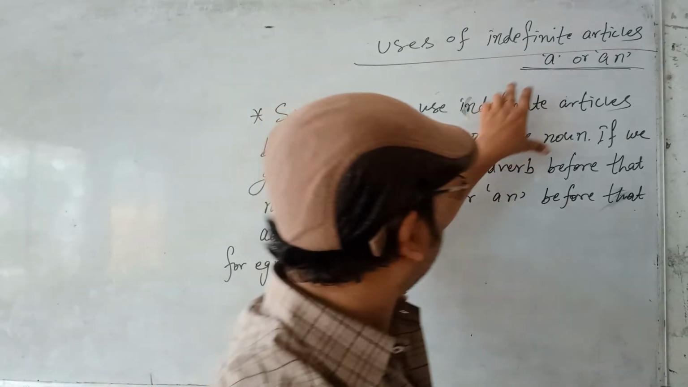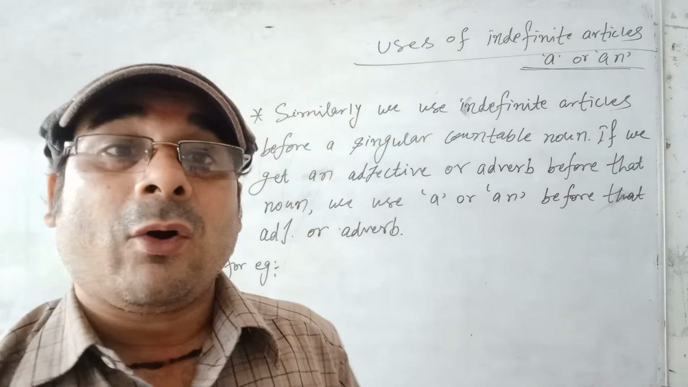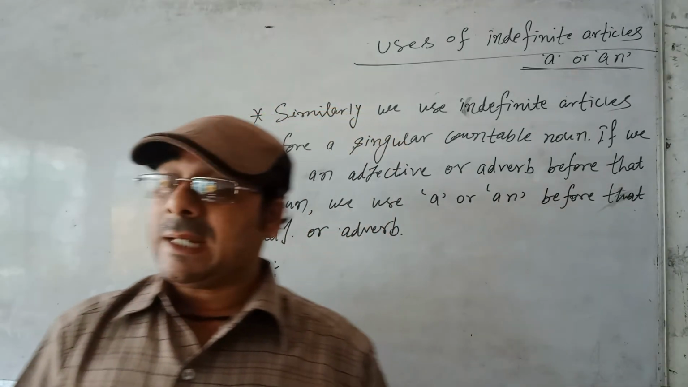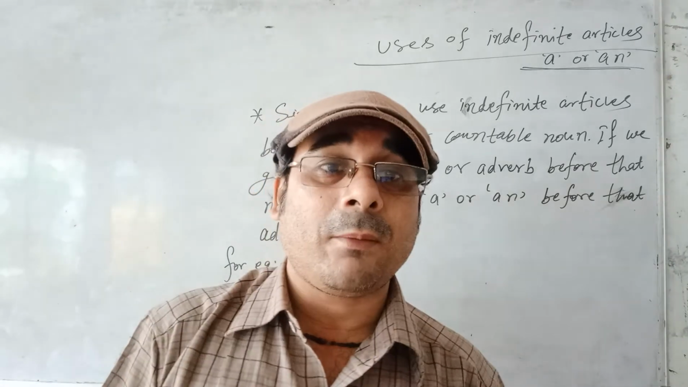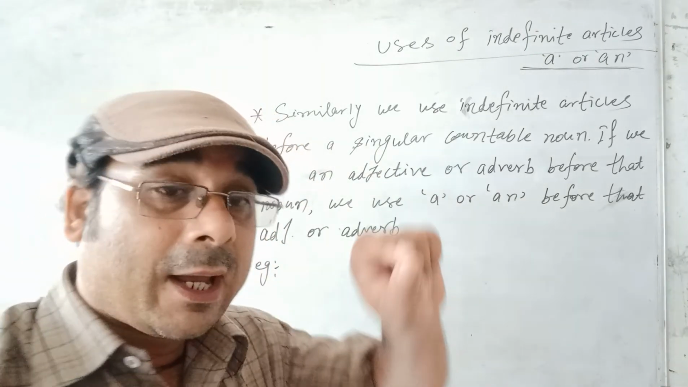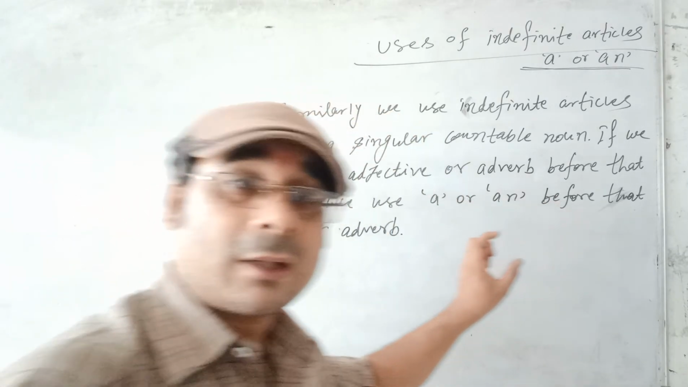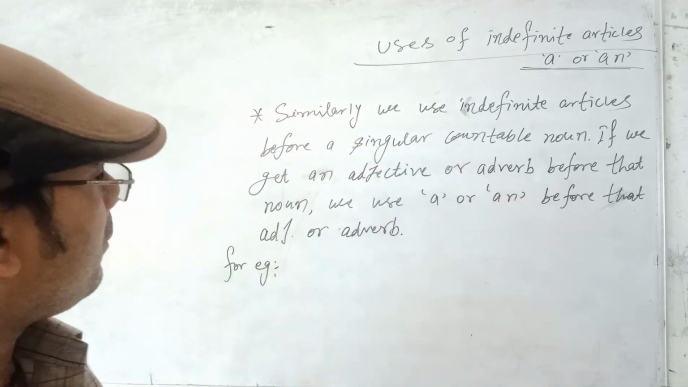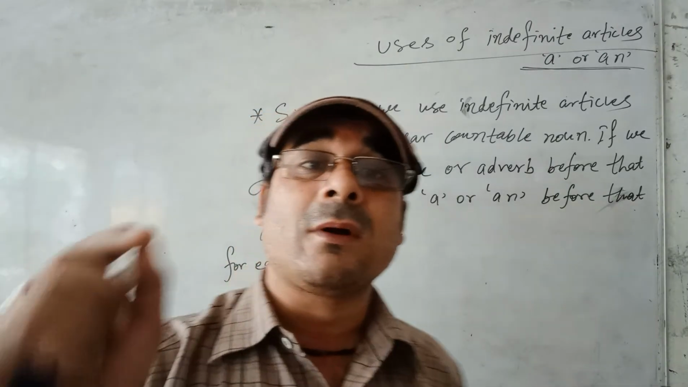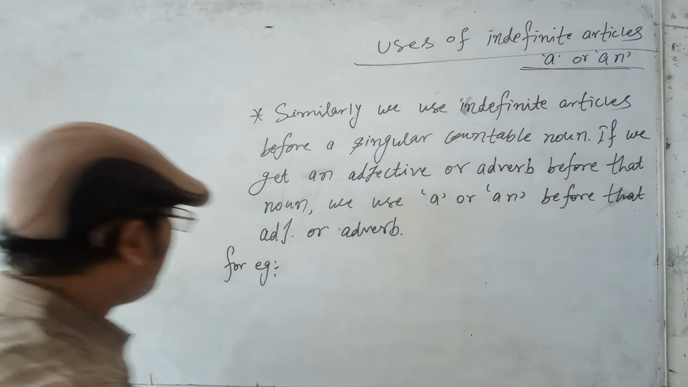First be clear here. As we know, indefinite article a or an is used before a singular countable noun. But if we get any adjective or adverb before that singular countable noun, we use a or an before the adjective or adverb, not before that noun. Before that adjective or adverb, we use article a or an on the basis of the pronunciation of that adjective or adverb. See here.